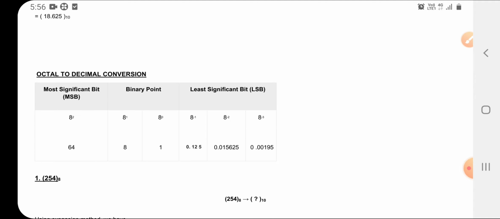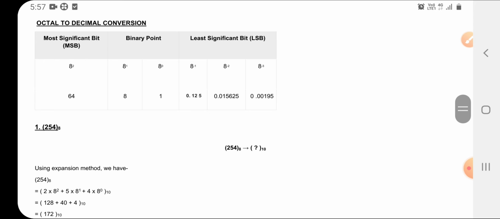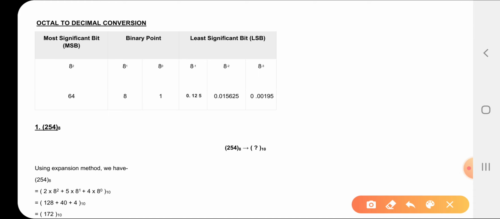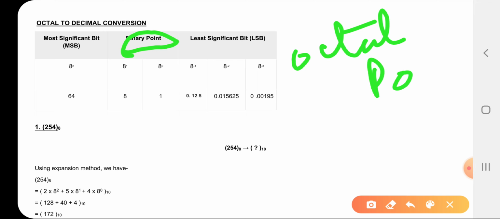Okay, so next, octal to decimal conversion. So far we have seen binary to decimal conversions. Now we are going to see octal to decimal conversions. Same thing, you should know the positional value. Here you will see the octal point. In a decimal number we see a decimal point, in binary a binary point, and in octal an octal point. Here I have given binary point, you change it to octal point. Since it is an octal number you have to write octal point, so here you have to make a correction.